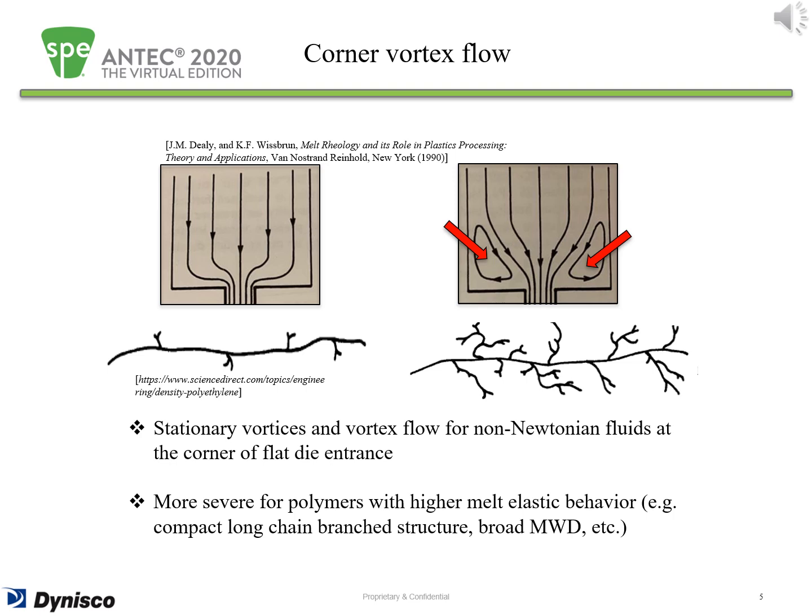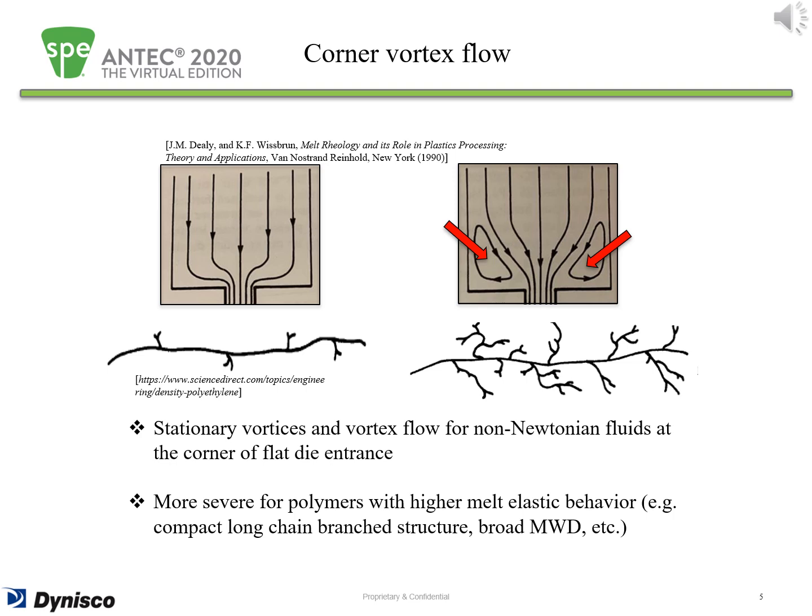This is even more severe for polymers with high melt elastic behavior, for example, polymers with compact long chain branch structure or polymers with broader molecular weight distribution. Generally speaking, polymers' molecular structure has effect on the polymer's melt elasticity. For example, polymers with linear molecular structure have weaker melt strength and melt elasticity than branched polymers.